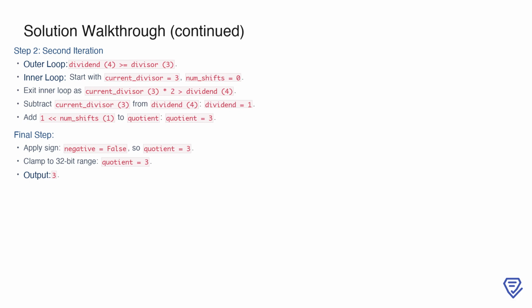In the final step, we check the sign of the result. Since the negative flag is false, the quotient remains positive. We ensure the quotient is within the 32-bit integer range, which it is, so the final result is 3.